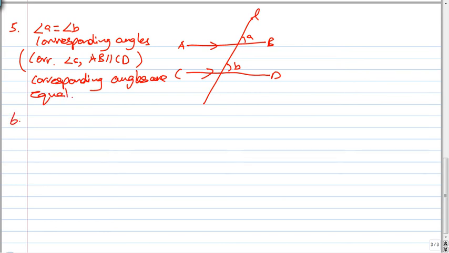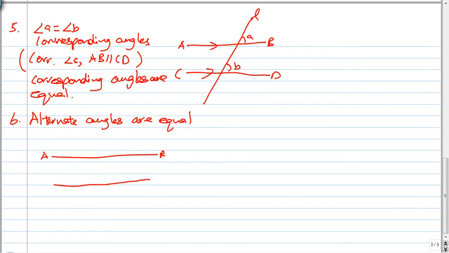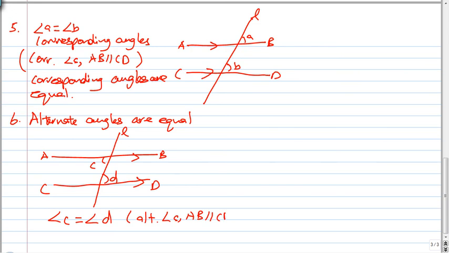Next up, number six. Alternate angles are equal. So how do alternate angles look like? If you have A and B, C, D, where AB is parallel to CD and you have a transversal line L, angle C must be equal to angle D. These are alternate angles for AB parallel to CD. So this is the reason.